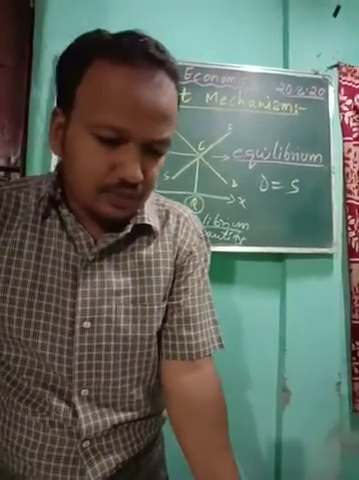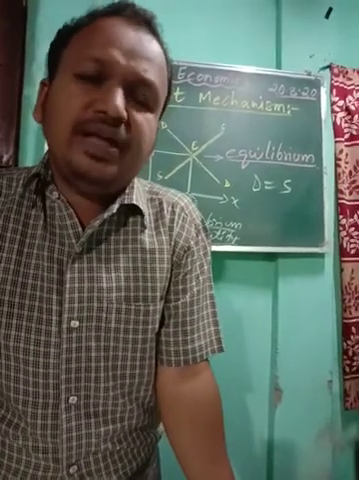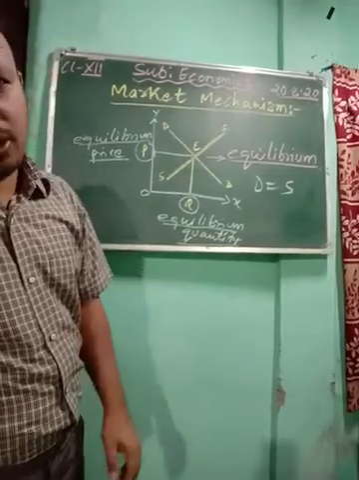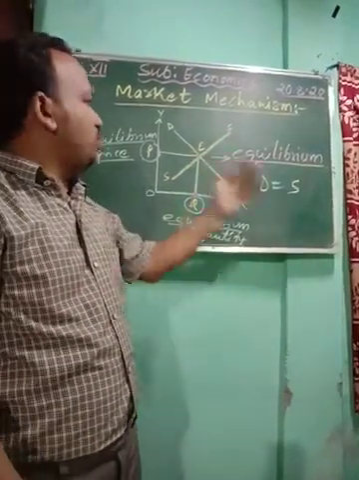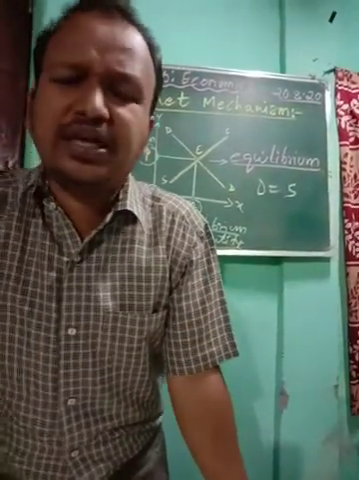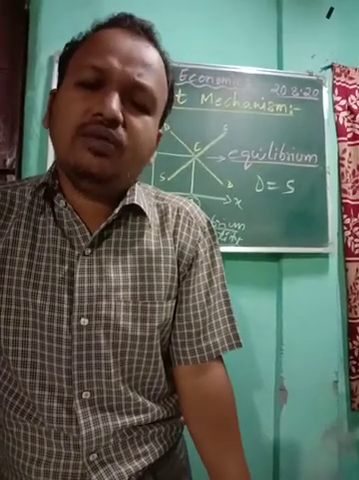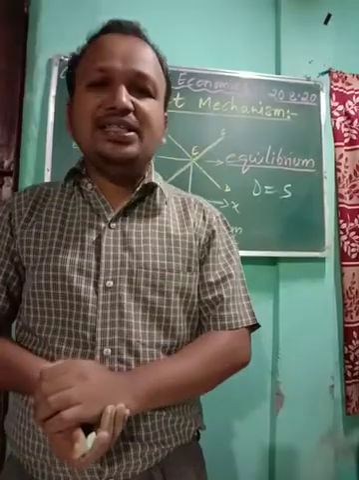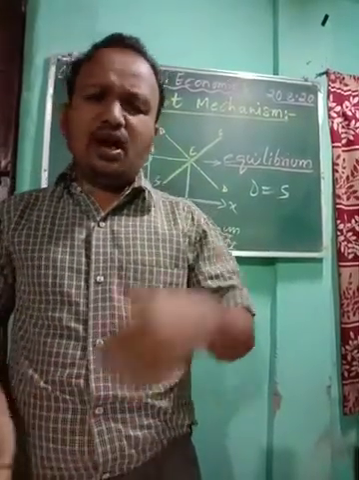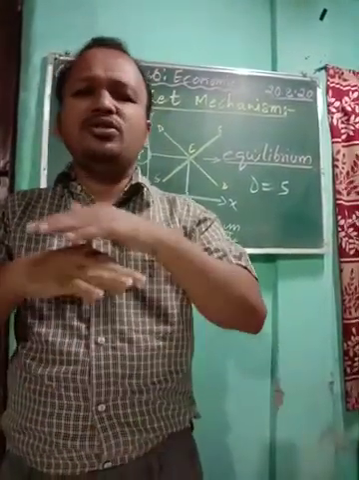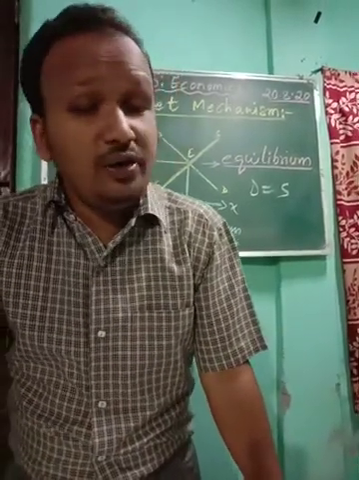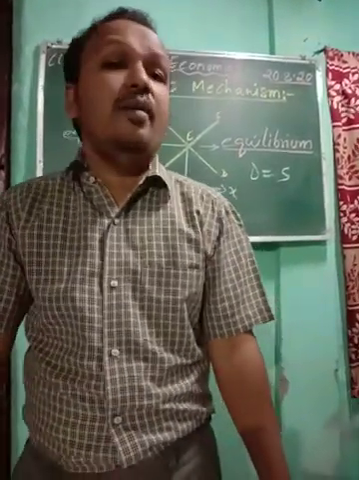Now, when does equilibrium take place? Equilibrium takes place when demand and supply are equal. When both are equal, at that time equilibrium takes place. During equilibrium, a good thing is that there won't be any stock in the market. That means however much demand there was, that much is supplied, so it completely gets cleared. So equilibrium means no stock in the market.